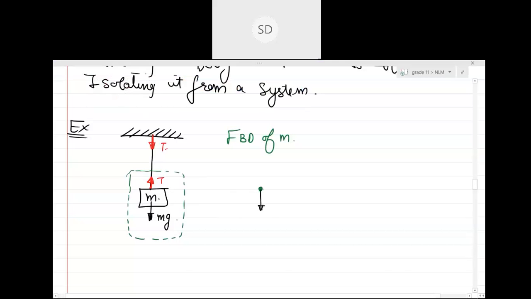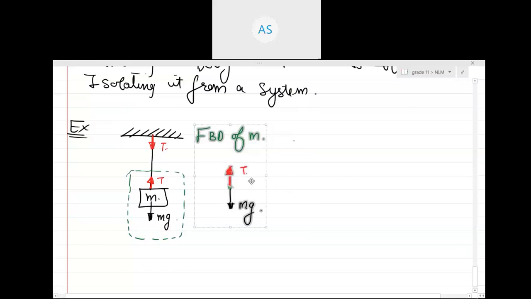Now can you see Mg was acting in the downward direction? Yes or no? And the tension on it was acting in the upward direction. So there were only two forces acting on this particular thing. I isolated the whole thing and drew the free body diagram. So this is basically the free body diagram of mass M. Is this clear, guys? Yes, sir. So this is something called a free body diagram.